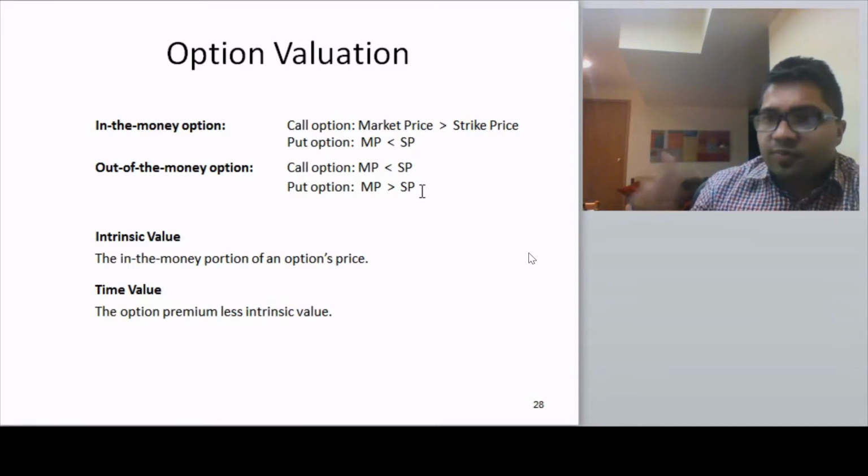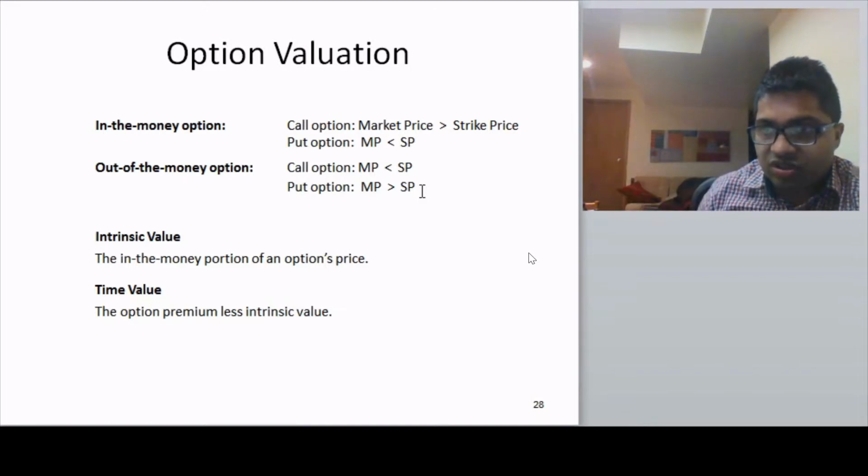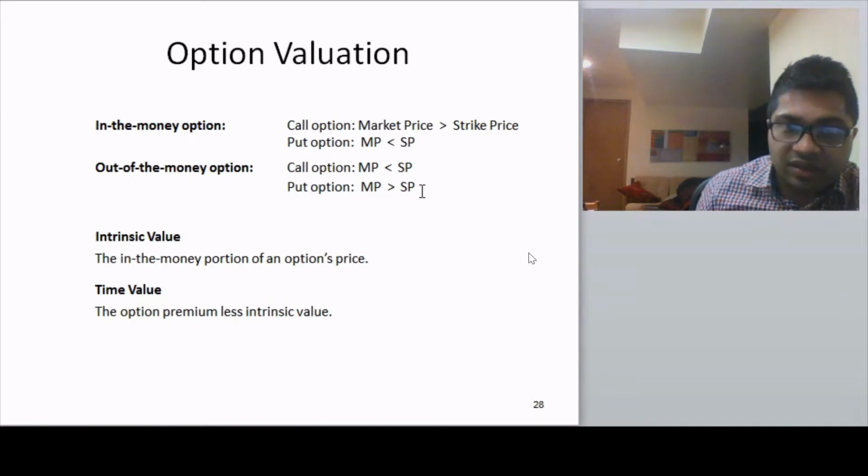So you will not make any profits if the price goes down. That's why, if the market price goes down below the strike price, you make losses. So you're not making any profit.